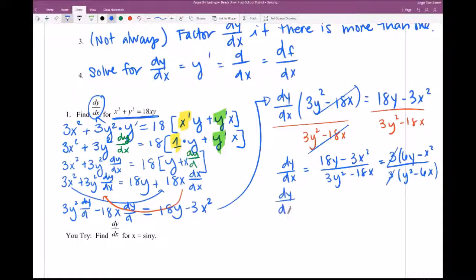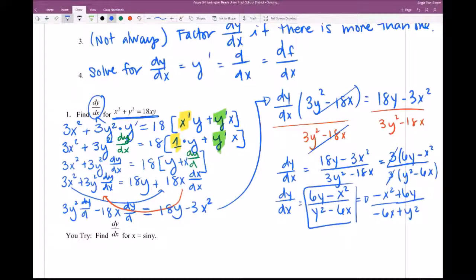dy dx is 6y minus x squared all over y squared minus 6x. Okay? Or some of you can even write this way. Negative x squared plus 6y all over negative 6x plus y squared, right? So this is preferred. If you write it this way, then you need to just cancel out the negative, so you can end up with a positive x squared minus 6y all over positive 6x minus y squared. This or that would be okay. Either one I will totally accept.